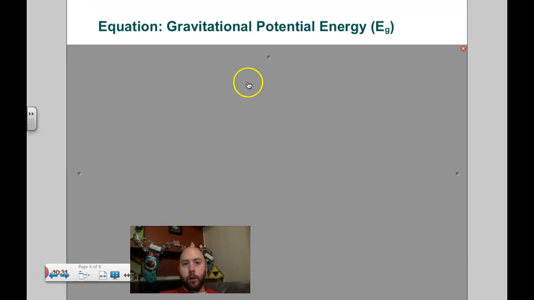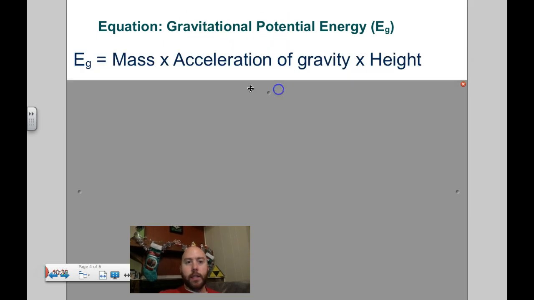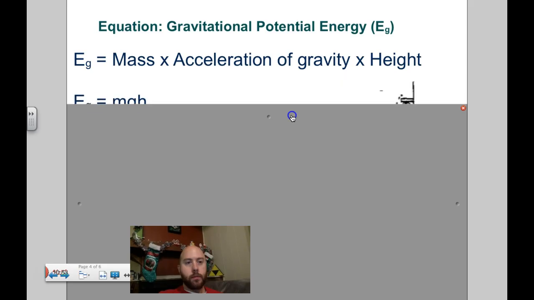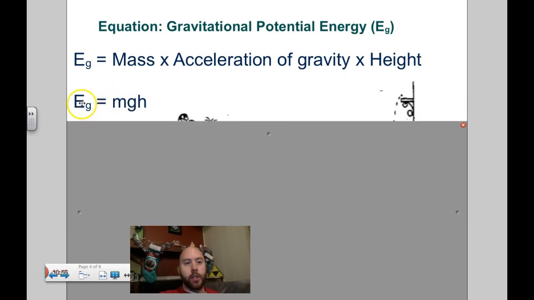The equation for gravitational potential energy. So here's the other one that has another equation. It is mass times acceleration due to gravity here on Earth, although if we're on the moon, then it's acceleration of gravity on the moon or wherever, times height. And this height is the height referenced or relative to whatever the reference point is. To shorthand this, we just say EG, gravitational energy, is equal to mgh, mass times gravity times height.